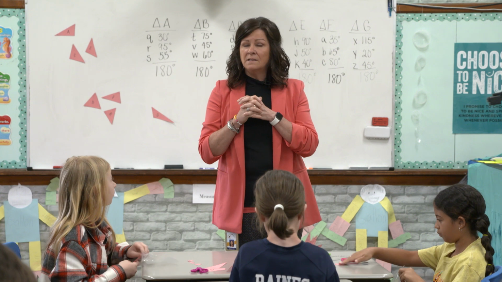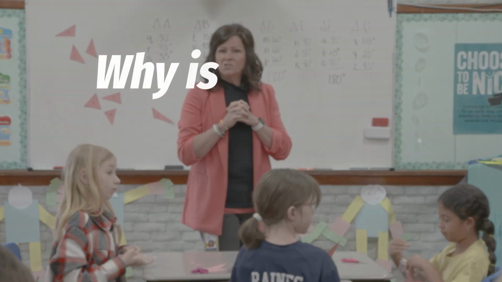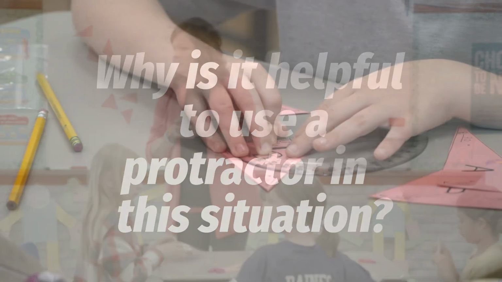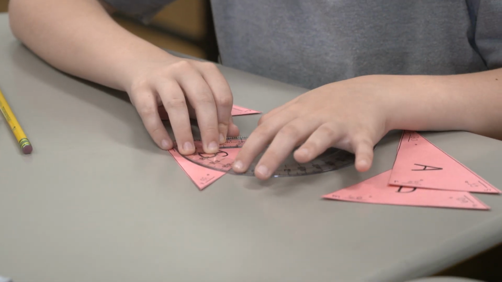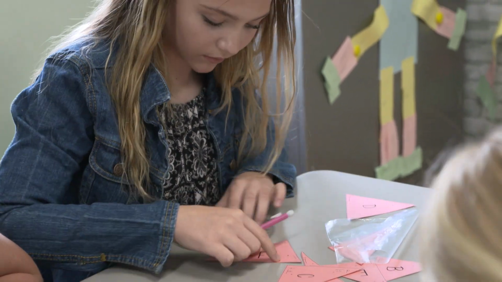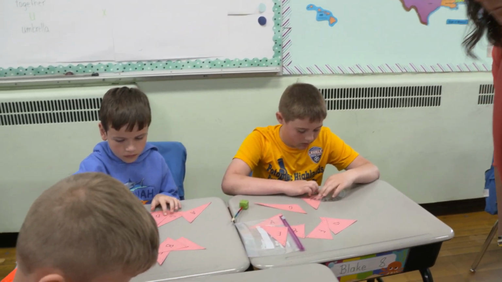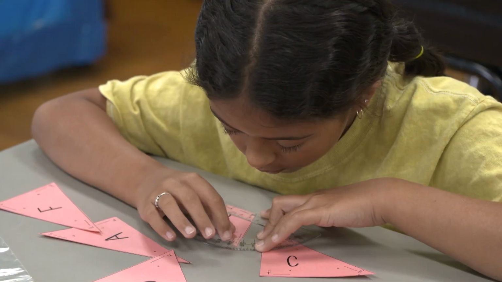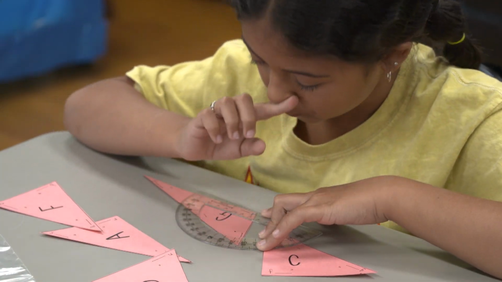A powerful question for the teacher to ask when determining the best tool is, why is it helpful to use a protractor in this situation? Taking time to introduce, explore, and question why the protractor is an appropriate tool to use, as opposed to other tools, is an important part of establishing the Mathematical Habit of Mind 5 questioning protocol in students.